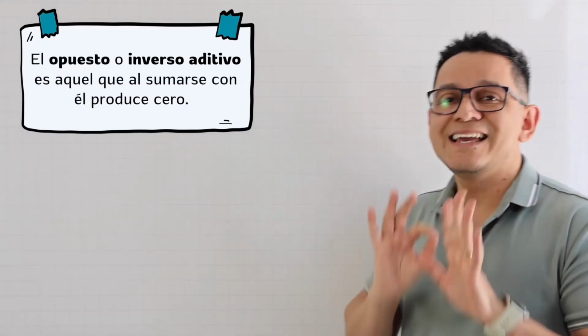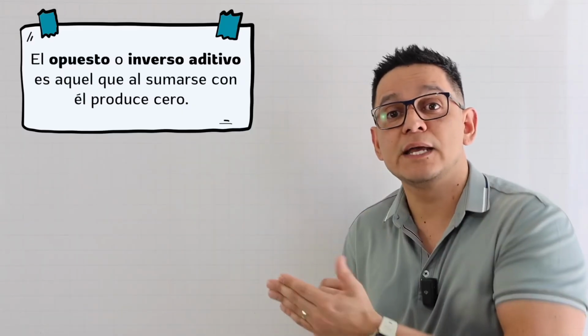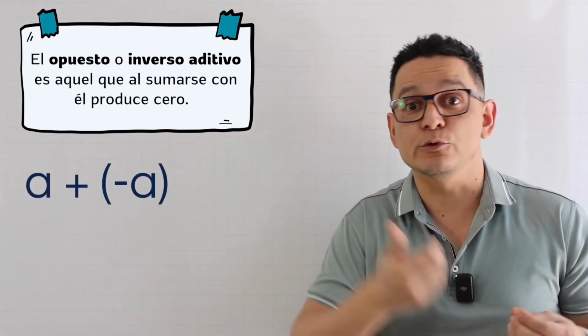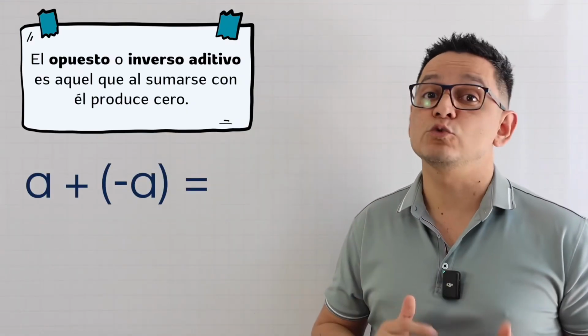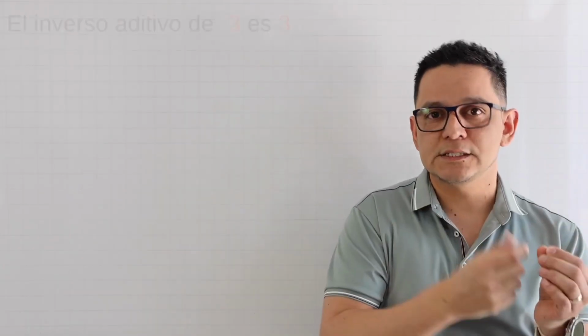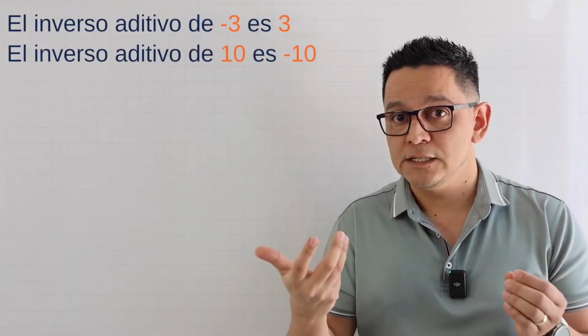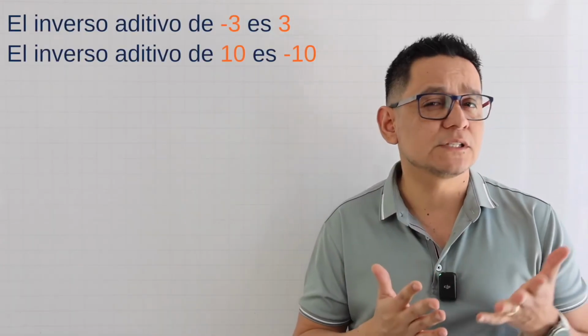The opposite, or additive inverse, is the number that, when added to it, results in 0. For example, if we have a and add negative a to it, the result will be 0. So, the additive inverse of negative 3 will be positive 3. The additive inverse of positive 10 will be negative 10. And the additive inverse of 0 will be, well, 0.